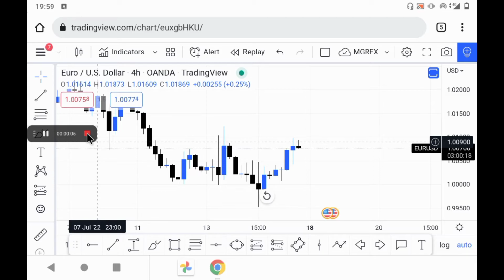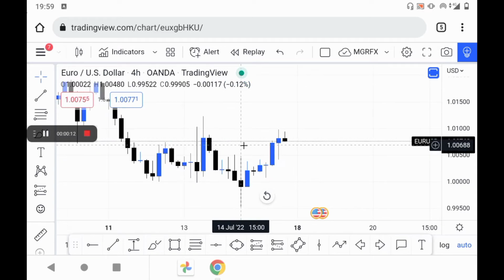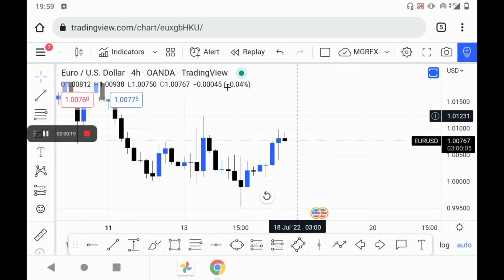MGR Forex Trading coming to you with a lovely breakdown on Euro USD, and we are definitely going to be having a look at how one could have caught London and New York session. So without further ado, let's get right into it.